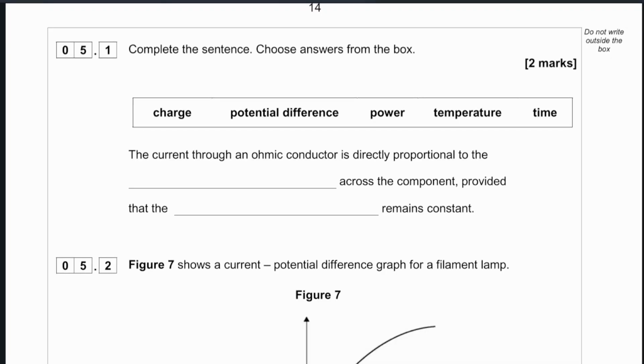5.1 then, we want to complete the sentence, and so the current through an ohmic conductor is directly proportional to the potential difference across a component. Well, it's directly proportional to the potential difference.